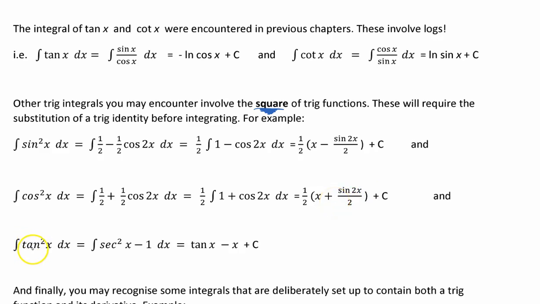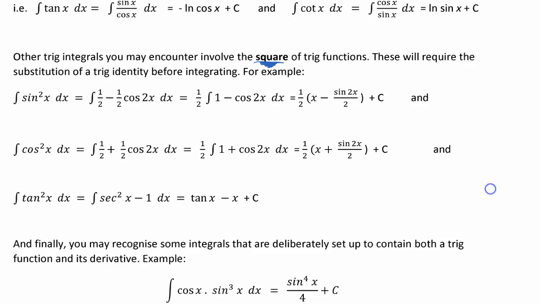Tan squared, again, these squareds, because they feature in our identities, we've got another expression for tan squared. And how convenient, we do know how to integrate sec squared. Sec squared came from tan, and 1 comes from x. So the squareds are really quite nice.